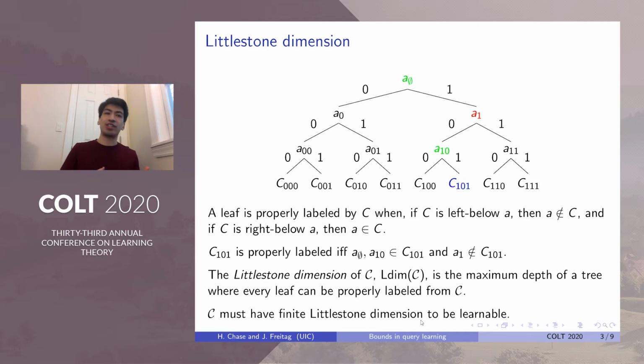If the Littlestone dimension is infinite, then we're not going to be able to reduce Littlestone dimension to 0. No matter what kind of query we submit, there's always the possibility that we'll get back a response that keeps the Littlestone dimension of the remaining possible concepts infinite. So this is the first quantity that we consider. It was originally identified by Littlestone, but hasn't been used much in query learning since then.